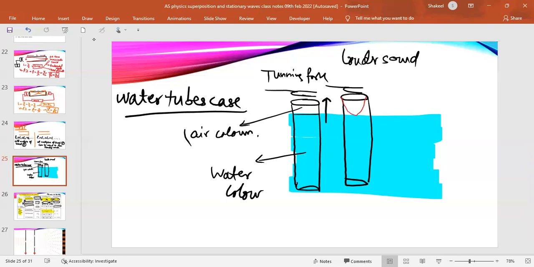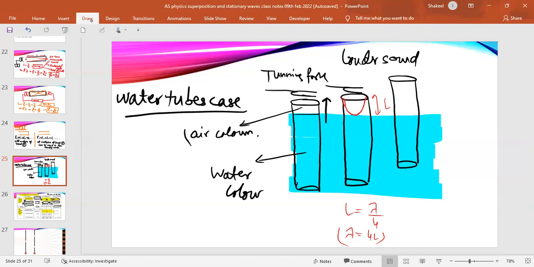So it will be like this. And then this is, let's say, the length. So you will say the length is equal to lambda by 4, and lambda is equal to 4L. And then again, you keep pushing it up. So when it reaches this length, you hear the louder sound for the second time. So you will say this is the second harmonic, so it will be like this. So now you will find the length. So the thing is, you can form the standing wave by changing the frequency as well, and by changing the length as well.